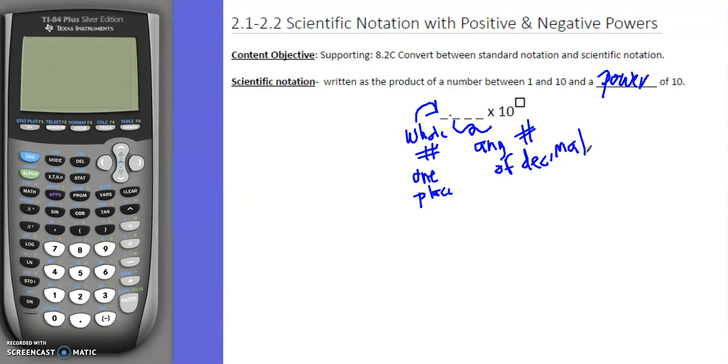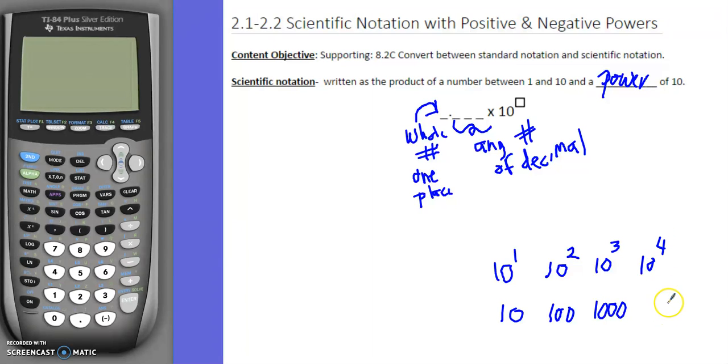Let's just review some powers of 10 real quick. If we start off with 10 to the first power, that's going to be 10. If we go 10 to the second power, or 10 squared, that's 100. If we do 10 cubed, that's going to be 1,000. 10 to the fourth power is going to be 10,000. And let's do one more. 10 to the fifth power is going to be 100,000.